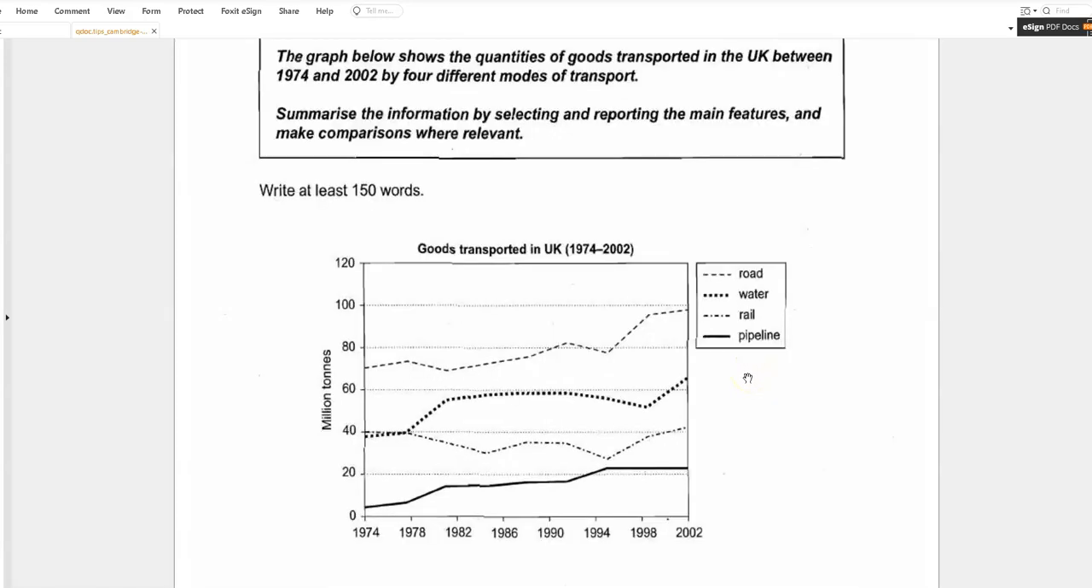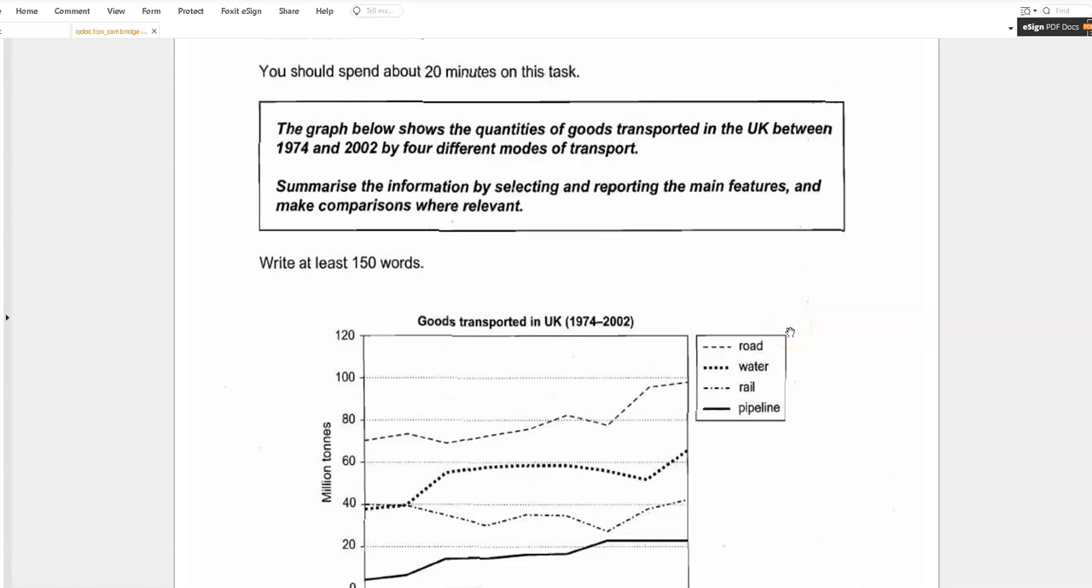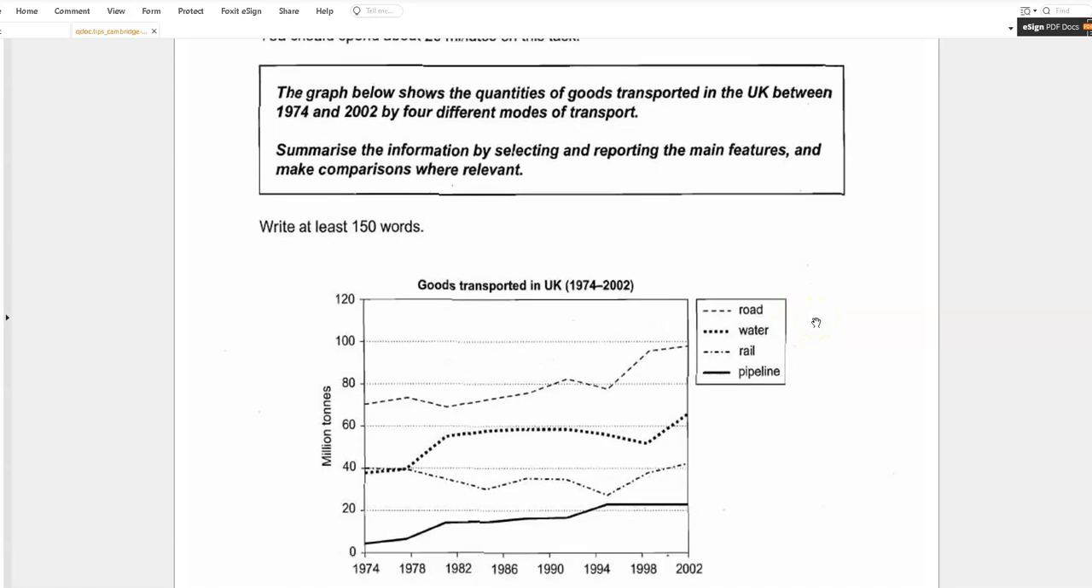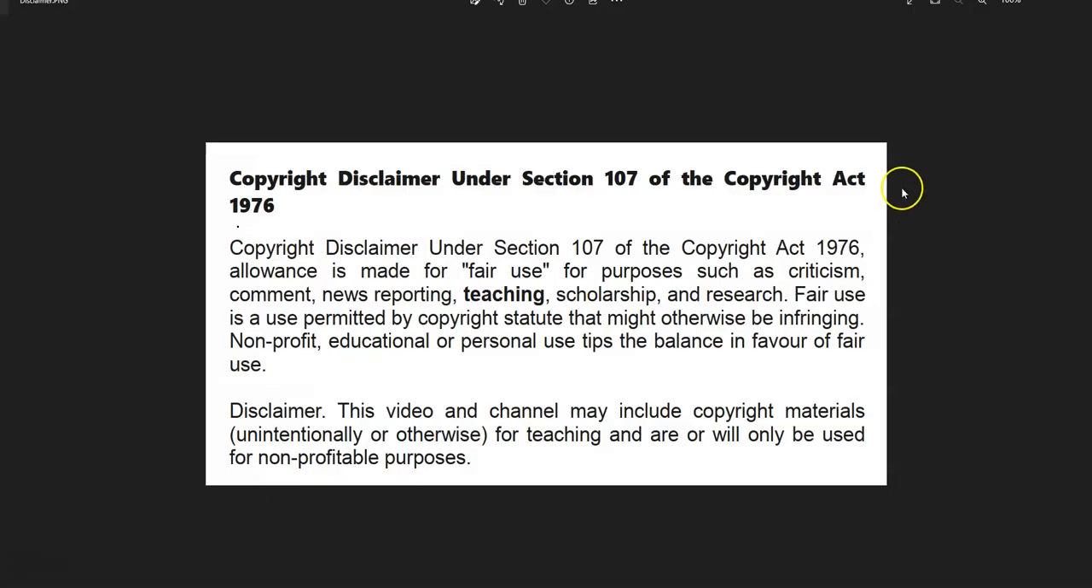So, goods transported in the UK. We can see we've got a line graph here. Quantity of goods transported in the UK. We've got x-axis millions of tons, y-axis for time period. 4 categories: road, water, rail and pipeline. Okay, so we're going to take a look at those.